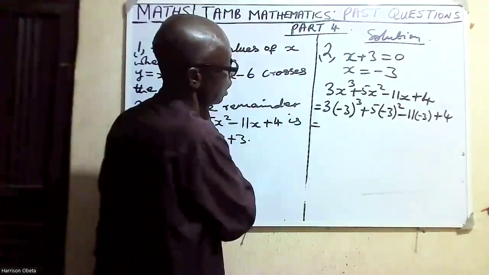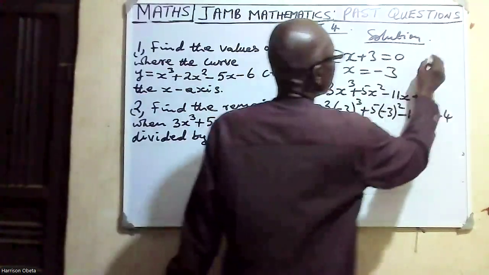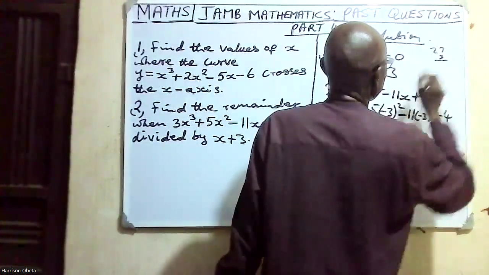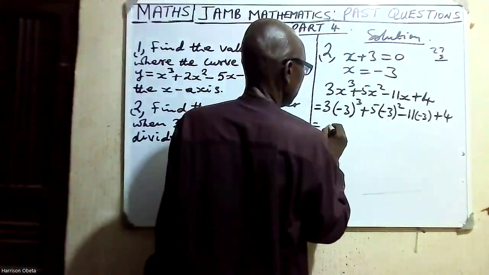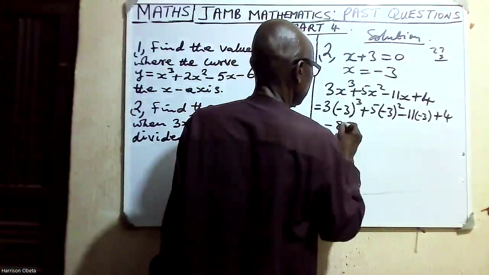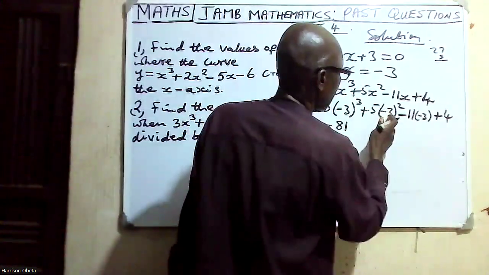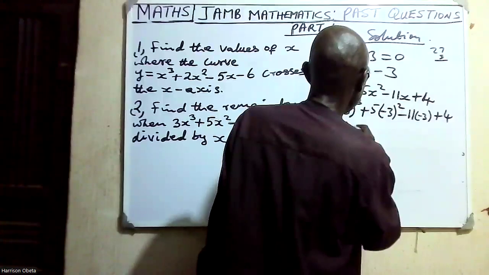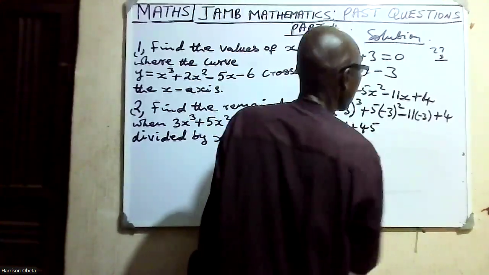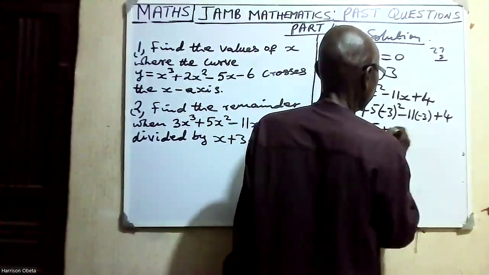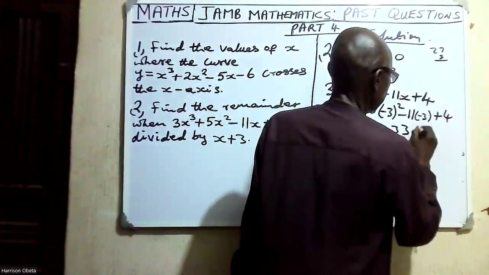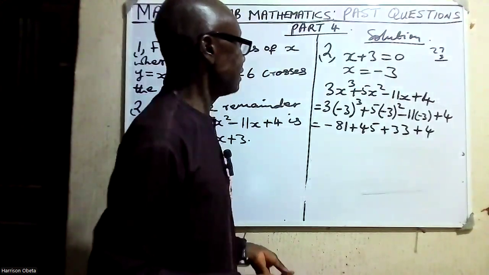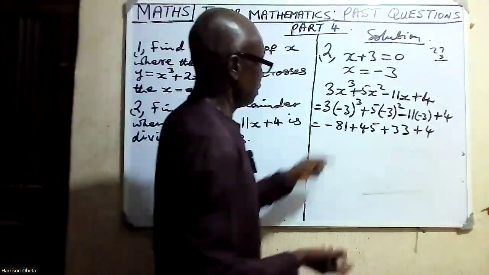And that will give us, this is the 27, and 27 by 3 will give us 81. So this will give us minus 81. This is plus 9 times this, that's plus 45. This is plus 33, and this is plus 4. So we add and subtract.